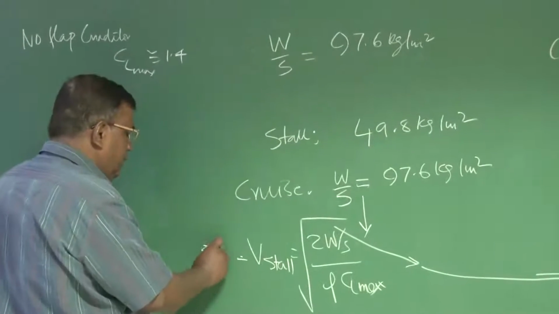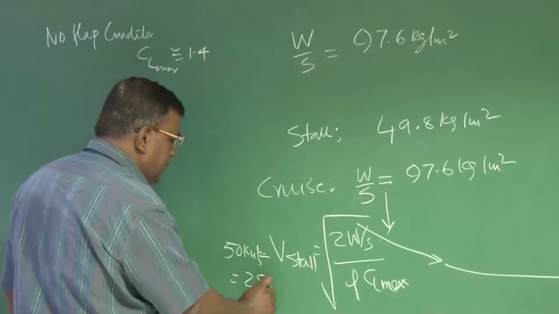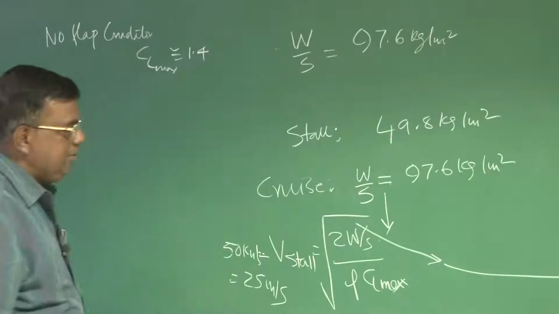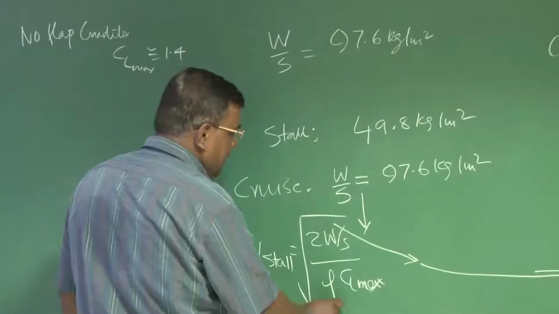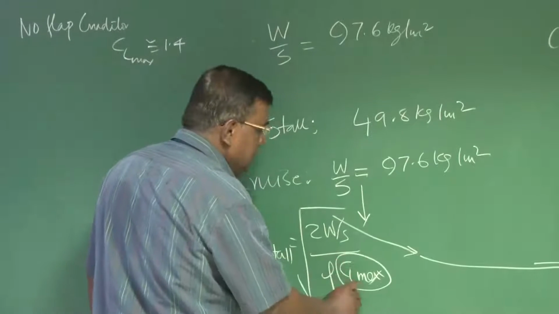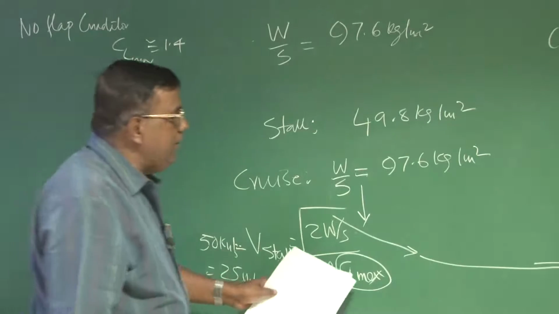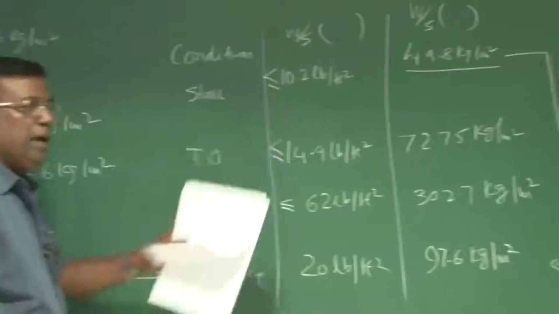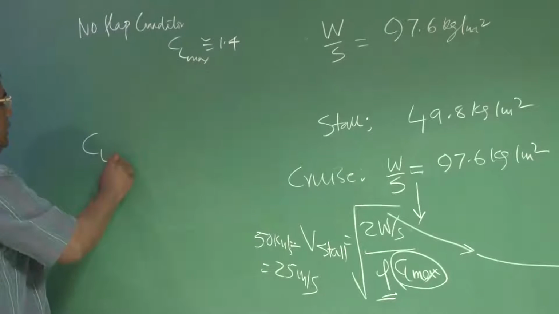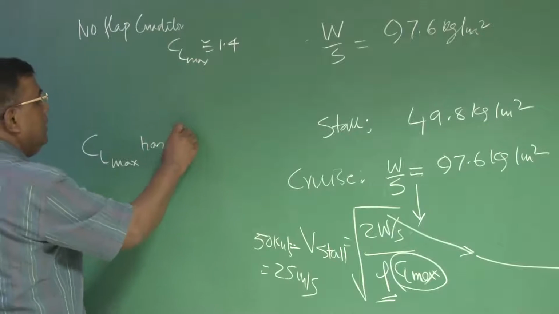But then, coming back here, if W by S has increased, but still you want to keep 50 knots, or around 25 meter per second, and keeping W by S as 97.6 kg per meter square, density remains the same at the place you're taking off, how much CL max is required? So that CL max will definitely not be the CL max used here. So in this case, if you have to maintain this, CL max has to be increased.